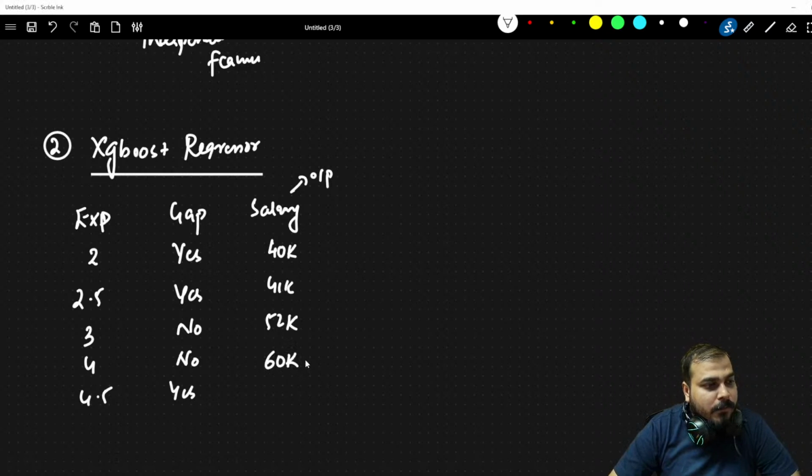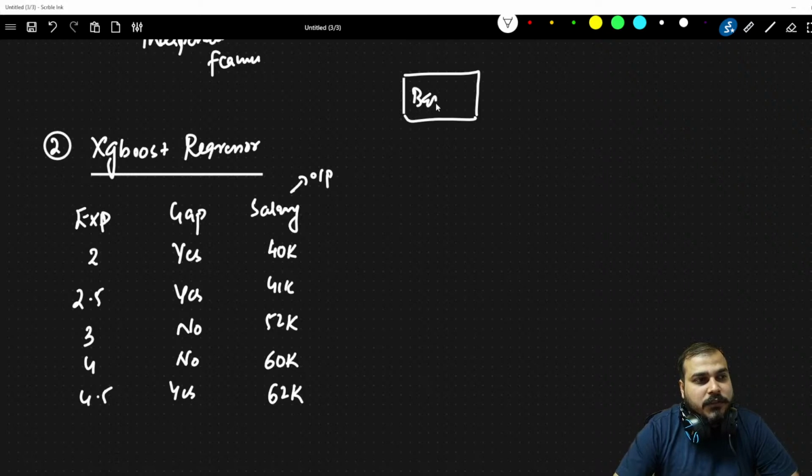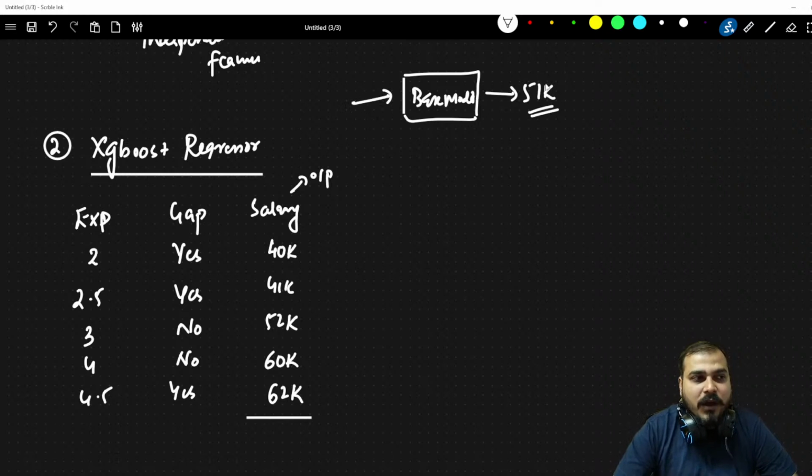60K and 62K. Now the first step in the classifier, we created a base model. Here also we'll first create a base model. What output will this base model give? It will give the average of all these values. 40, 41, 52, 60, 62. If I just do the average, it is nothing but 51K. So by default, I will create a base model which will take any input and just give the output as 51K. This is the first step.